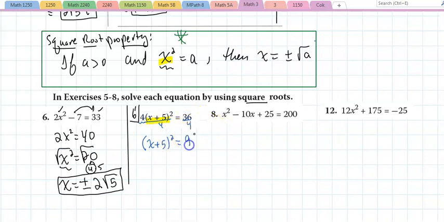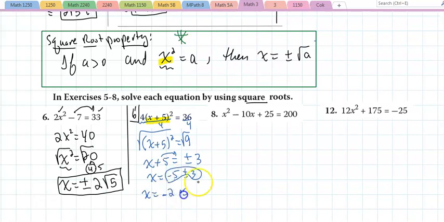36 divided by 4 is a 9. And if I square root both sides, I'm going to remember, every time I square root both sides, I pick a plus or minus. The square root of 9 is 3. And wouldn't you just move the 5 over and say x equals negative 5 plus or minus 3? What does that mean? If I take negative 5 plus 3, that is a negative 2. Or if I take negative 5 minus 3, negative 5 minus 3 is a negative 8.